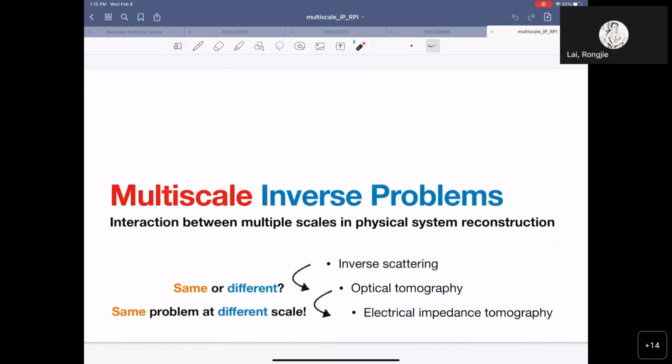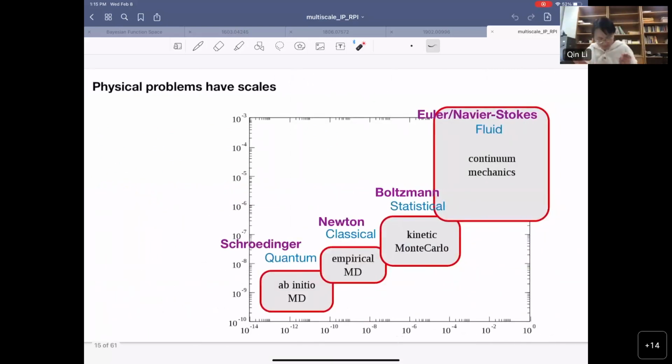Okay. So let's move on to the multiscale part. What I tried to claim earlier is that inverse scattering for the Helmholtz equation, optical tomography for the radiative transfer equation, and the EIT problem for the diffusion equation are the same inverse problem presented at different scales. What do I mean by that? If we think about multiscale structure, let's think about the physics in general. When the physics is presented at the nanoscale, we say it's a quantum regime, and in the quantum regime, the governing equation is the Schrodinger equation.